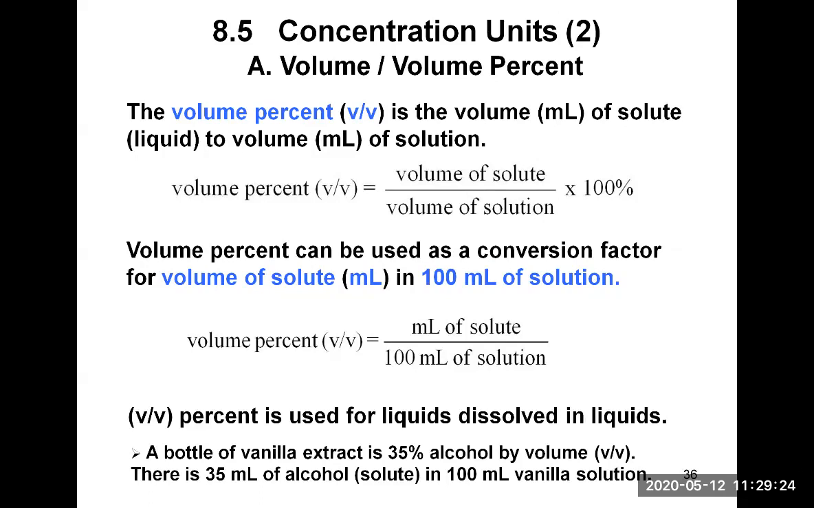Volume percent is used for liquids dissolved in liquids because it makes sense to have milliliters over milliliters. For example, in the kitchen, we see a lot of volume percent. A bottle of vanilla extract is 35% alcohol by volume. The way you want to read that is that it says by volume, so it's 35 milliliters of alcohol, because alcohol here is the solute, in, because it's a percentage, 100 milliliters of vanilla solution. The vanilla extract is your solution. It's the whole thing together. And the 35% is measuring the amount of alcohol in that solution. So that's how you want to interpret volume percent.